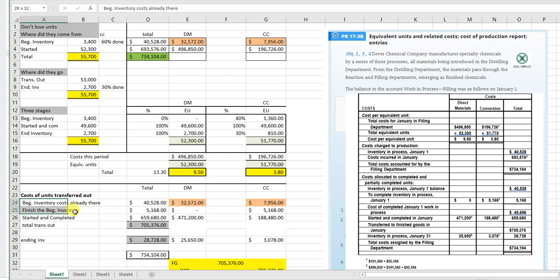So my beginning inventory is always going to have 2 lines. The first line is what I did last period. The second line is what I did this period. So my beginning inventory is what I did last period. I simply pull from these up there. So this 352 comes down here, and this 7,956 comes down here, for a total of 40,528. Notice they don't break them out. They just put the 40,528 right there.